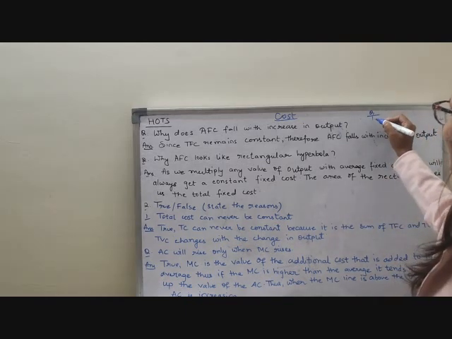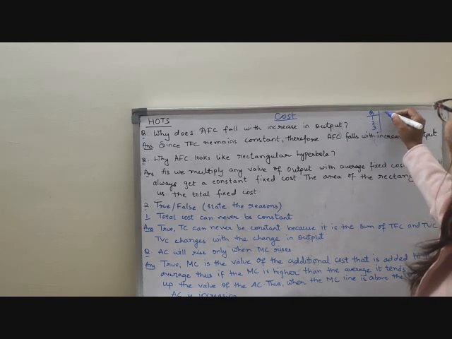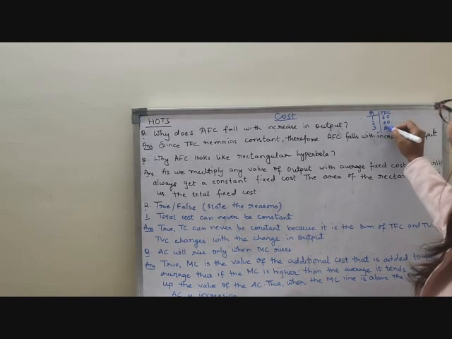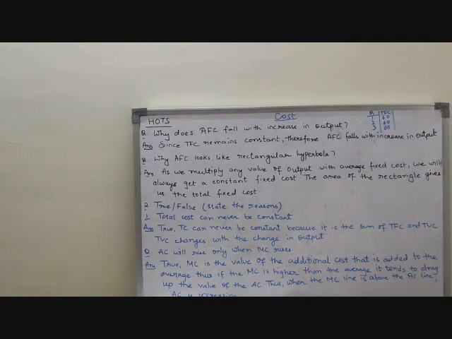Suppose this is the unit of output produced, and this is your TFC, and it is constant at all units of output. So if I need to find out average fixed cost, I know TFC divided by Q is the AFC. So 60 divided by 2 is 30, and 60 divided by 3 is how much? 20. So I can see that as I am increasing the output, my average fixed cost is falling. Why? Because TFC remains constant at all units. Clear, children? So this is the answer.